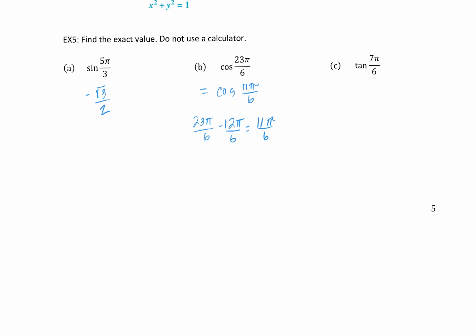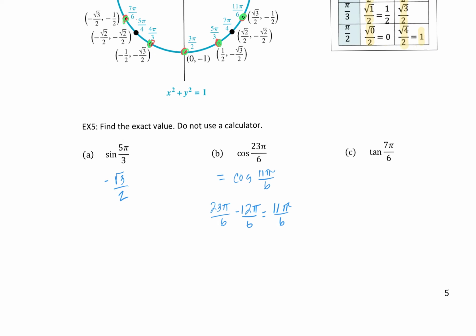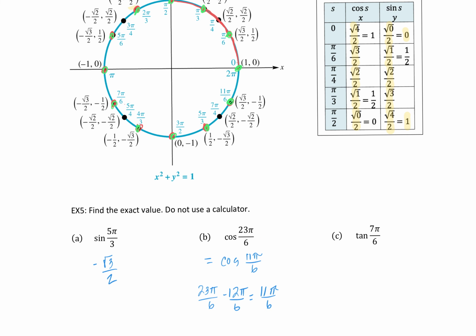Cosine of 11 pi over 6, going back to 11 pi over 6. Cosine is the x value, so that would be positive square root 3 over 2.